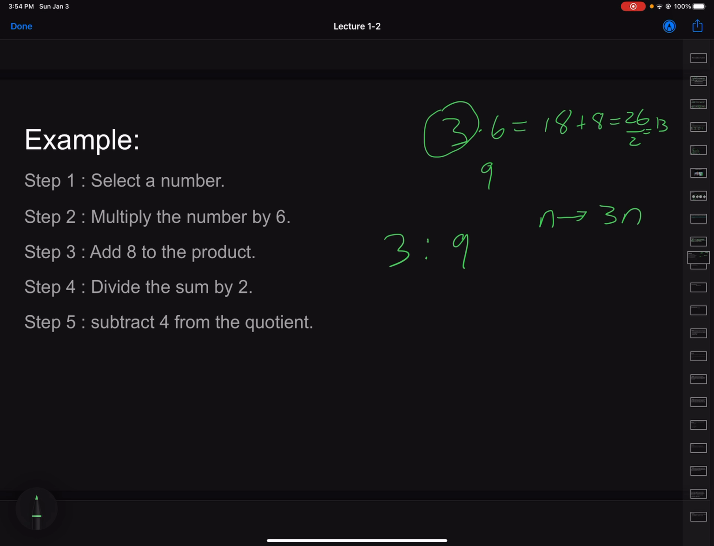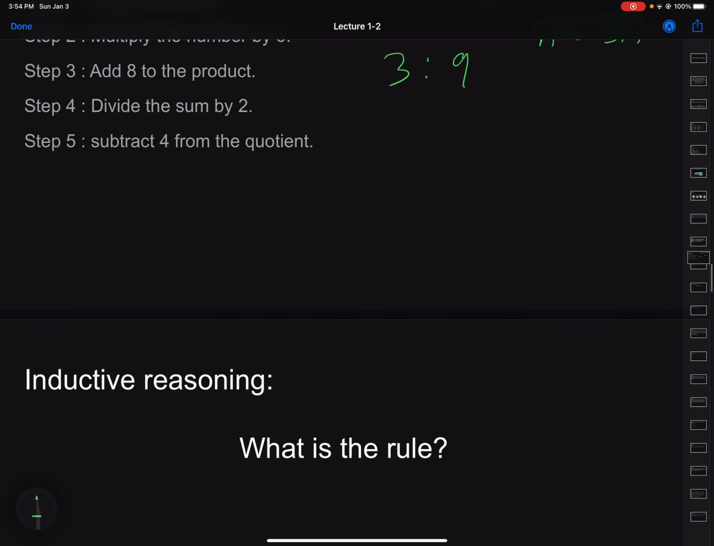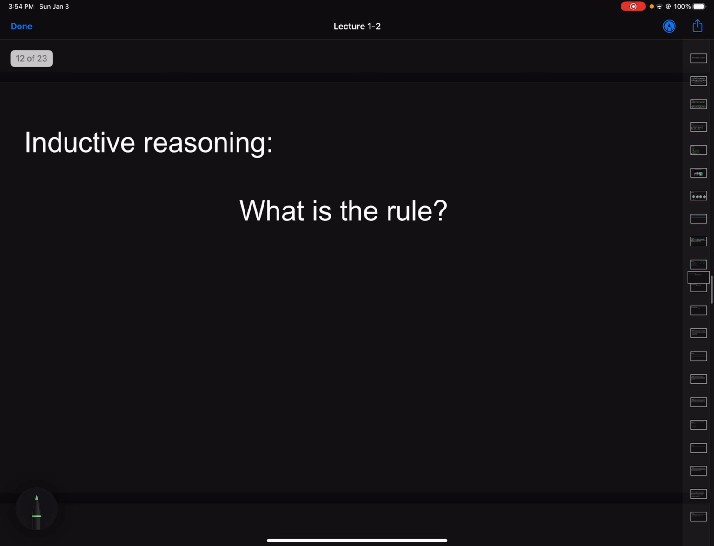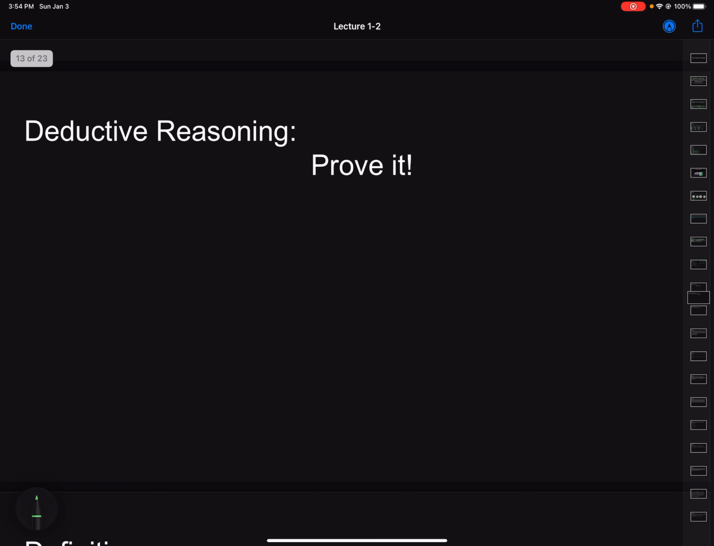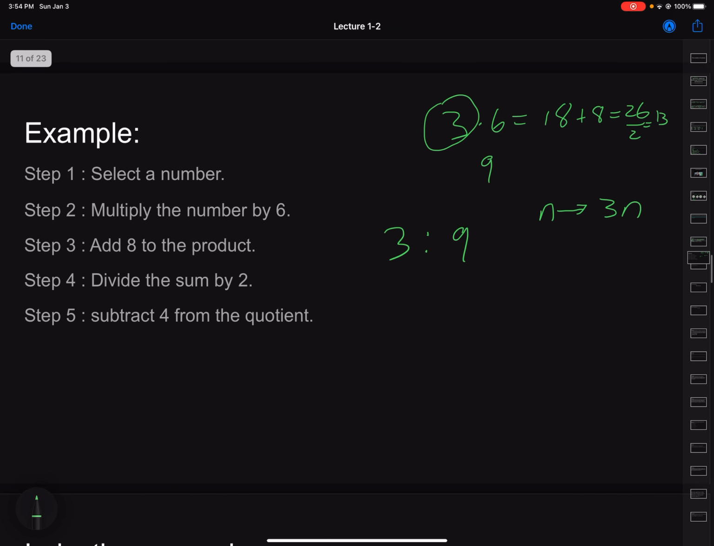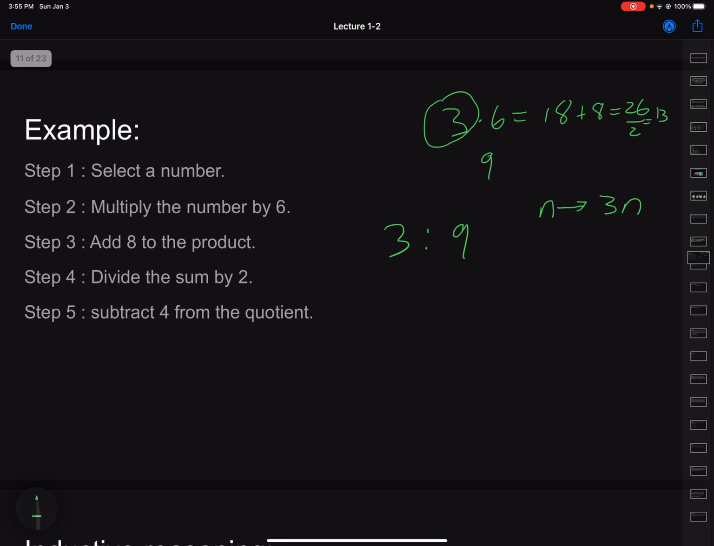So how do we solve this using deductive reasoning? So using inductive reasoning, we found a rule. And then using deductive reasoning, we prove the rule. So let's go back up and use deductive reasoning to prove the rule. Well, let's select a number. Let's select any number. Let's just call it the number n. And then we're going to multiply that number by 6. So we get 6n. And then we're going to add 8 to the product. Add 8 to that.